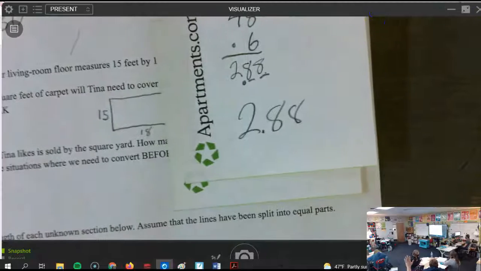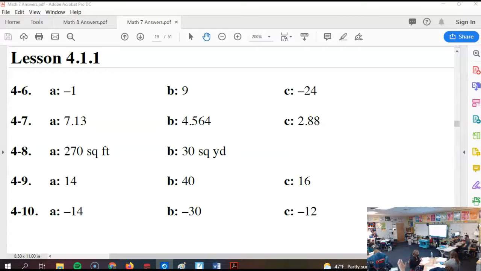So there's a lot of ways that we can do this. It's picking the one that you like best. We're just trying to get you better at doing math.